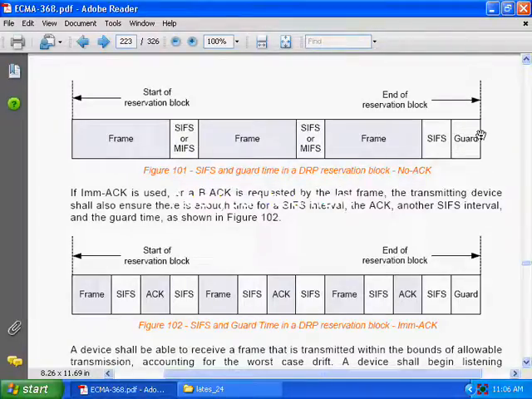But look here, in this block at last we have guard time, so that if the neighbor wants to start, then this guard time will eliminate those synchronization problems. This is for the scenario with no acknowledgement.